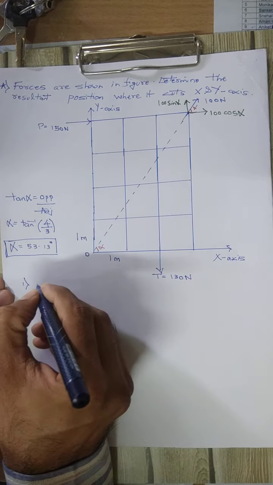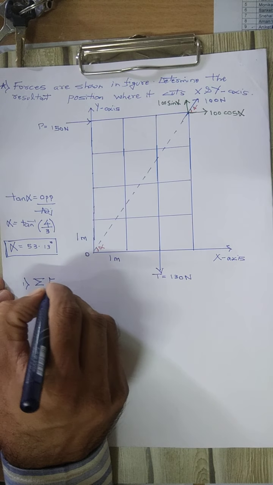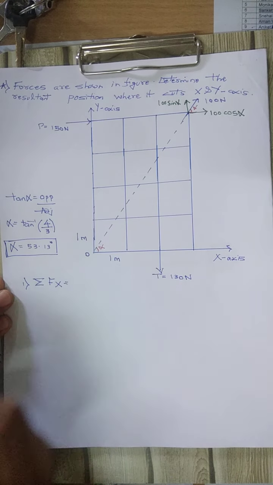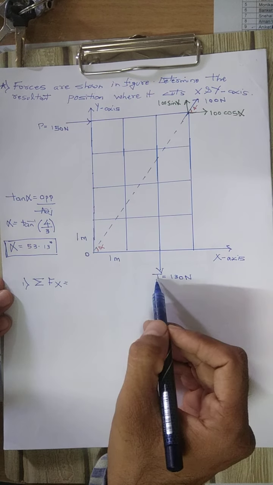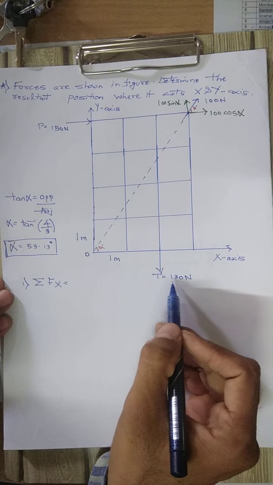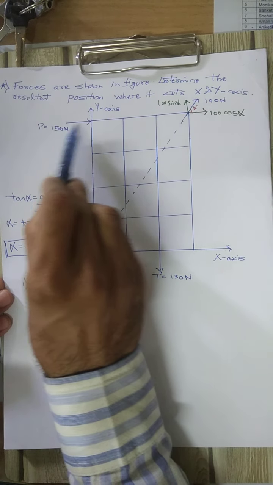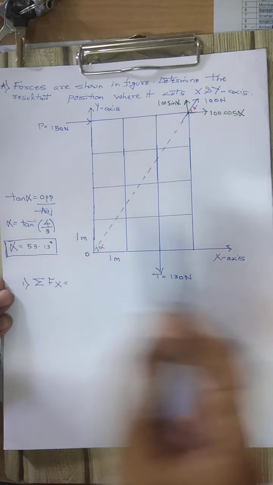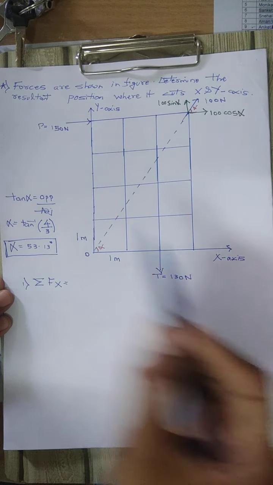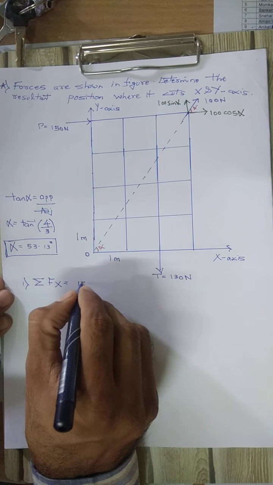Serial number 1. Summation of all x components. Summation of Fx is equal to: this T 130 Newton, does it have an x component? No, it is a vertical force. Yes, 150 Newton, it has an x component. It is moving to the right side. The right side is taken as positive, so therefore 150.